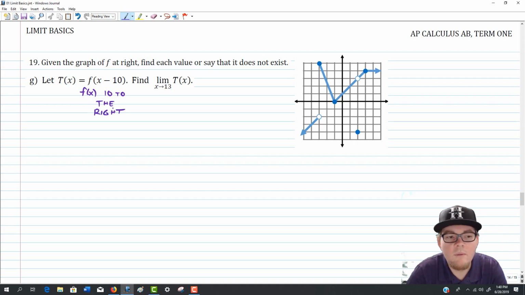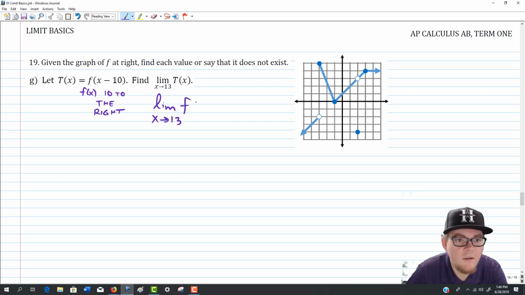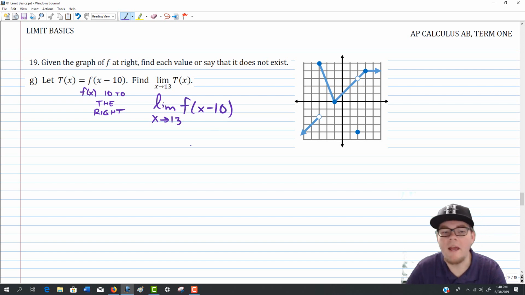So in other words, we want to look at the original graph of f, which we have, which by the way only goes from -5 to 5. So we're pretty limited on what we can offer here. But it wants the limit as x goes to 13 of f of x minus 10. So that's what we're being asked to evaluate.